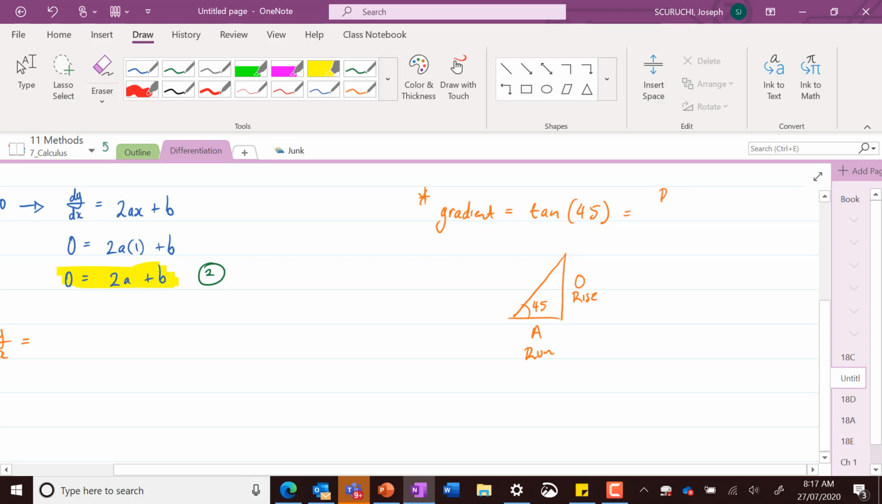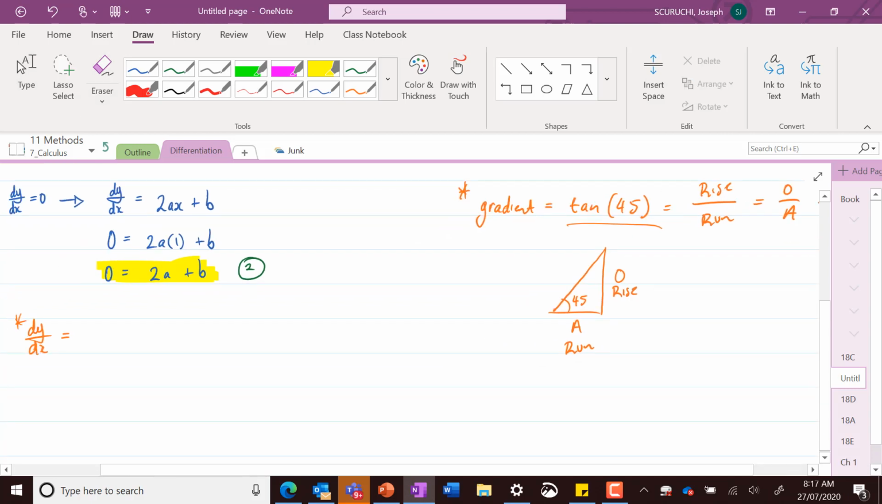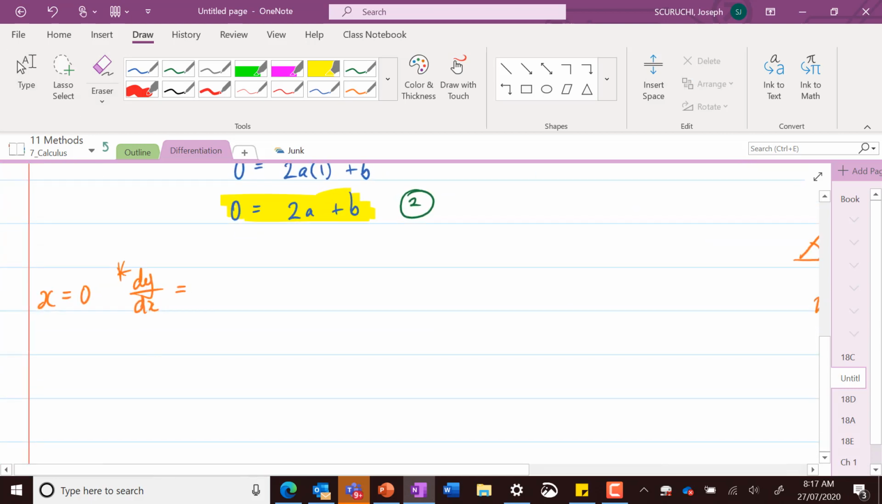This is my rise over run, because it's just opposite over adjacent. And remember, you need to memorize what tan of 45 degrees is. It's just 1. So that means the ratio of my opposite over adjacent, or in other words, my rise over run, is going to be 1. That's my gradient. So that means I can come over here and say, well, when x equals 0, my gradient is going to be equal to 1.